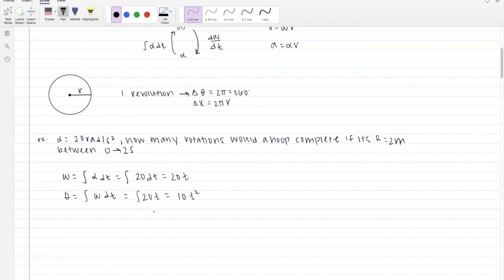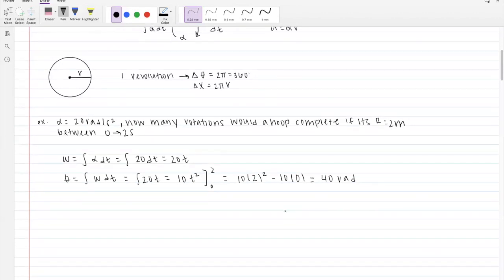All right, so we have the equation for angular position. Now we want to do it between 0 and 2 seconds. So that means that 10 times 2 squared minus 10 times 0, well, this is going to give us 40 radians. Again, if you're having difficulties with taking integrals or derivatives and understanding what limits are, I refer you back to my first video on math fundamentals. All right, so we traveled 40 radians.